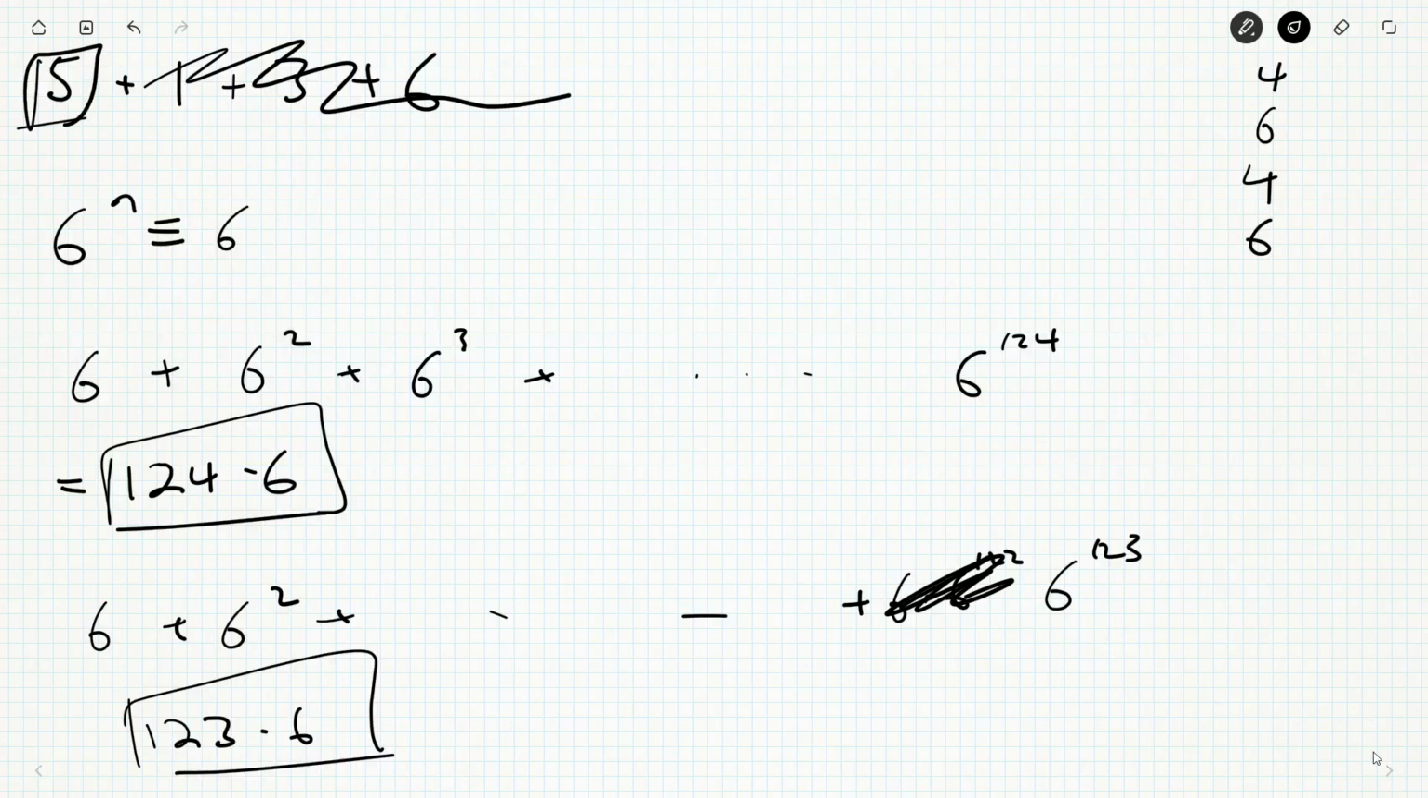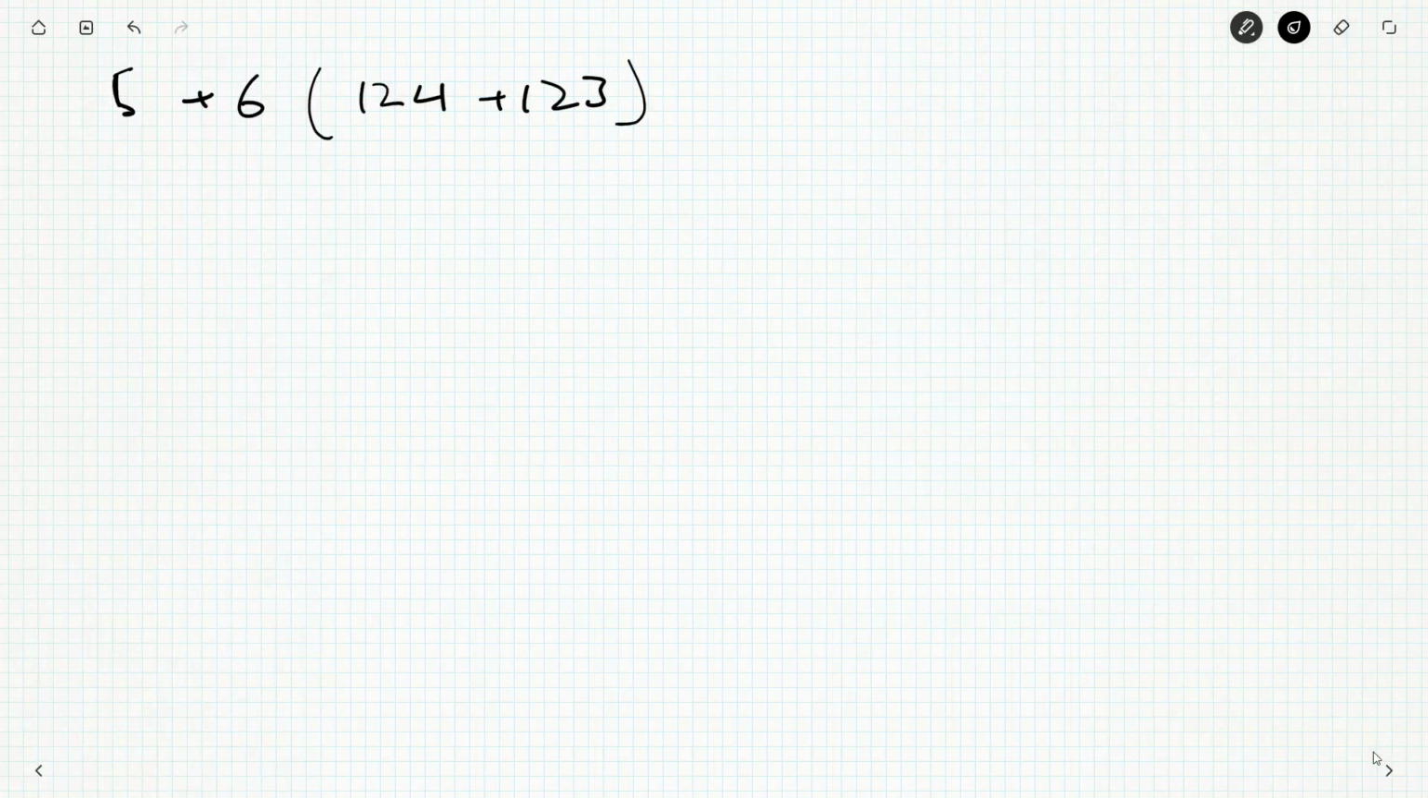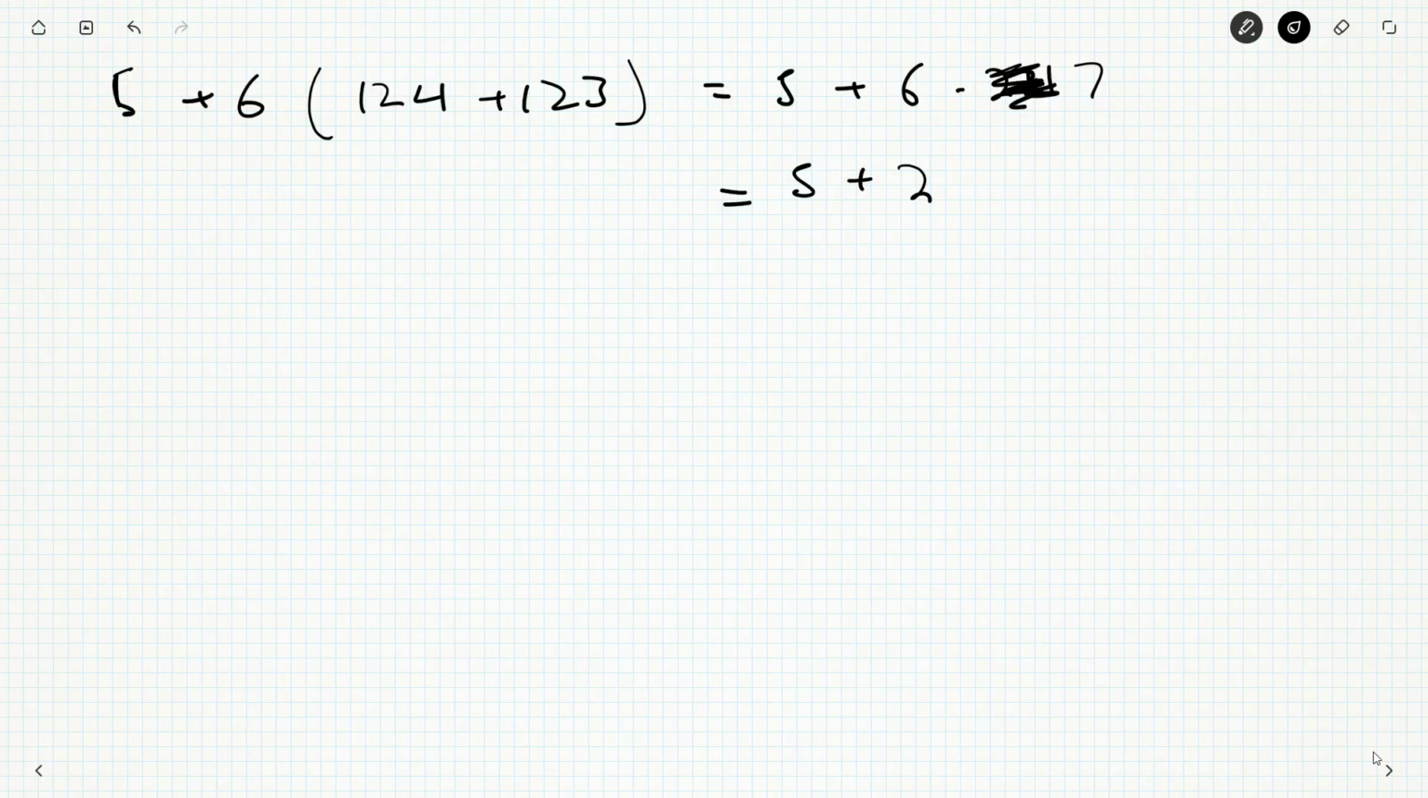So just really quickly, 5 plus 6 times 124 plus 123. Grabbing the calculator, we get 5 plus 6 times 247. Multiply that by 6. It ends in a 2. Well, I could have just said it's 5 plus 6 times 7, because who really cares? We just want single digits. The units digits are all that matters. So 5 plus 2. We should get a final answer of 7.